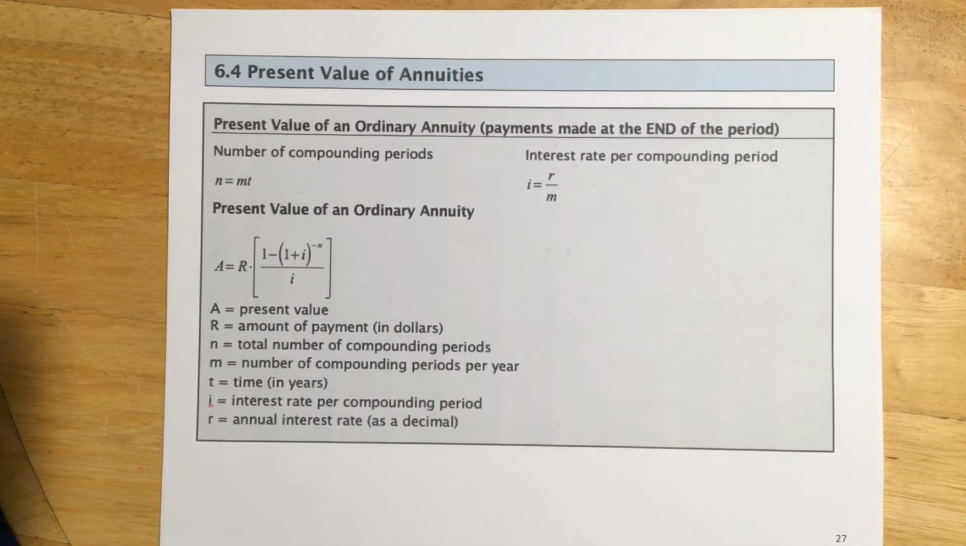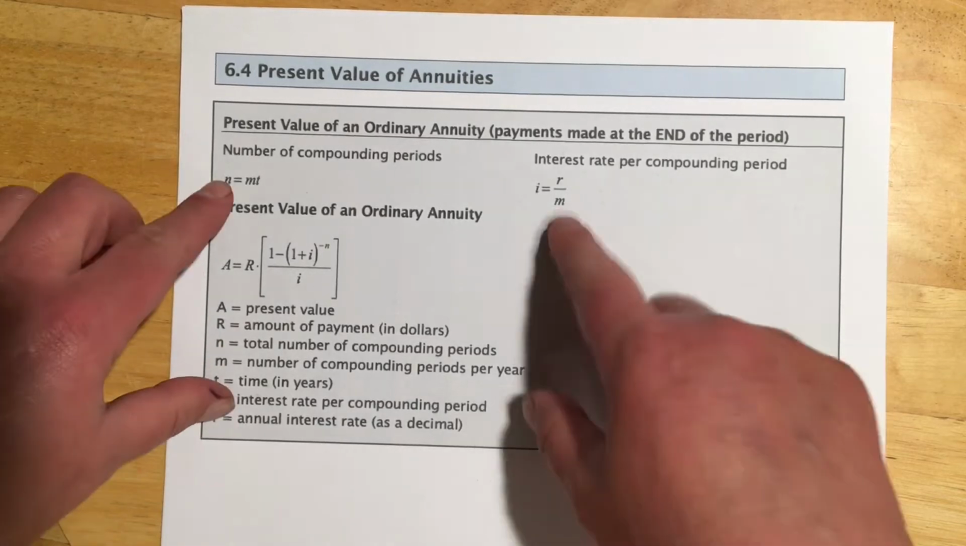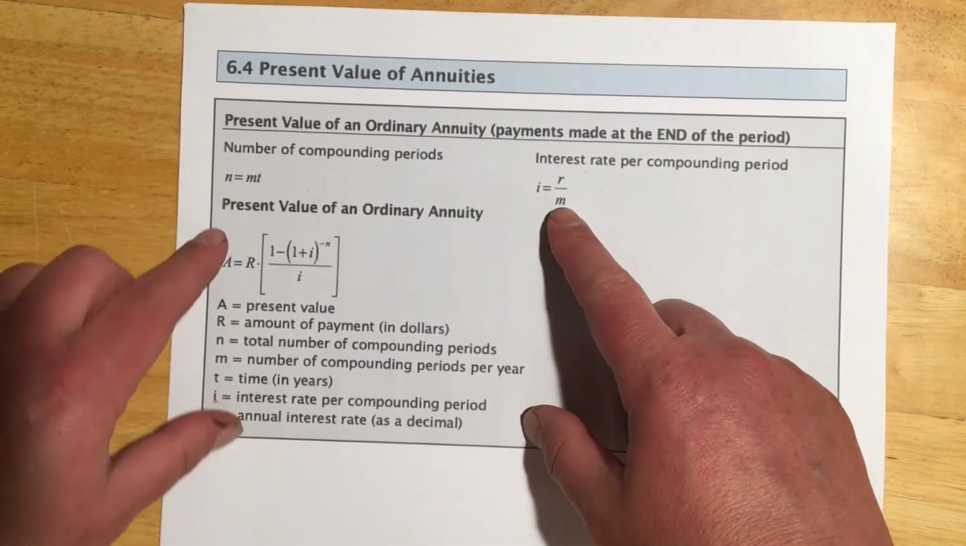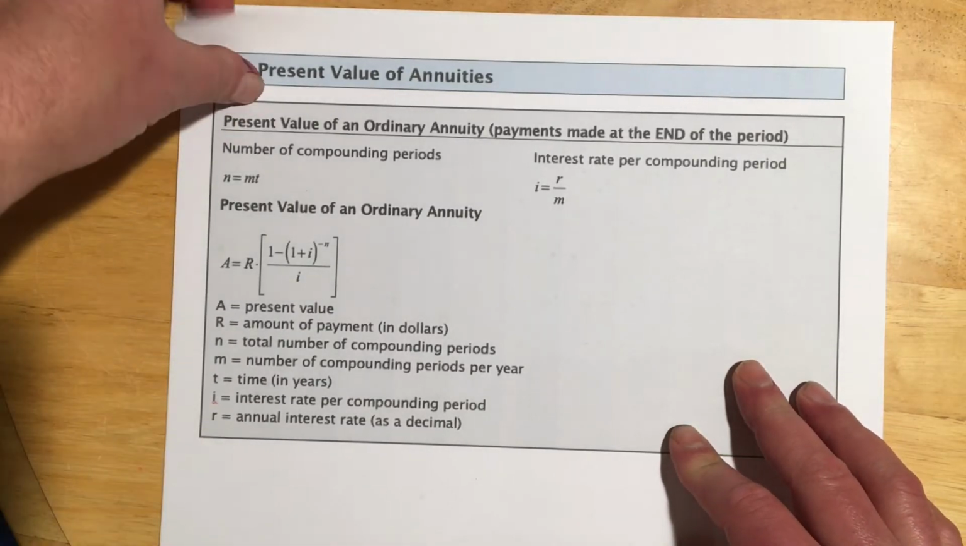But basically, present value is the money in hand today versus the money we would have later. Everything else in terms of our two little formulas and all of our definitions are all the same as the last section. So I'll just head into a problem here.